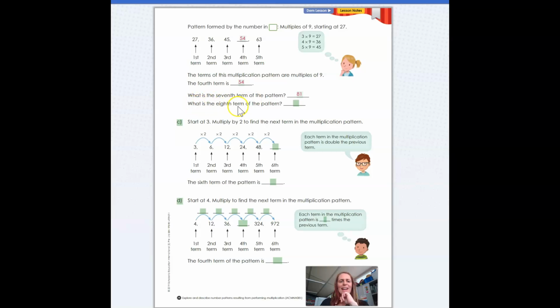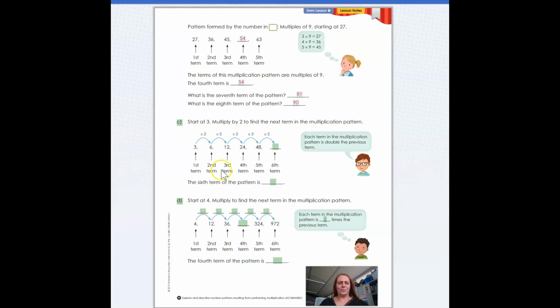So what is the eighth term of the pattern? If we're doing our mental maths right, it'll be the 90 that I was looking for before. There we go. So we're getting it. Let's see if I can improve on C. It says start at 3, multiply by 2 to find the next term in the multiplication pattern. All right, let's do this. We can do this, kiddos.